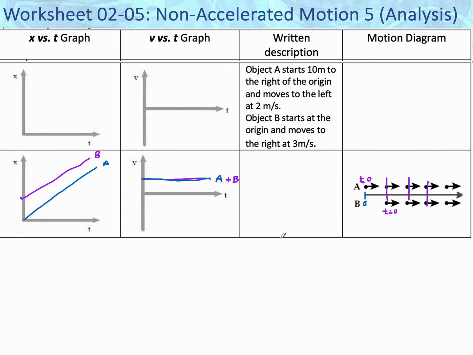Description? A and B both move away from origin at a constant or the same constant speed, but A starts at the origin, B starts at some positive position.